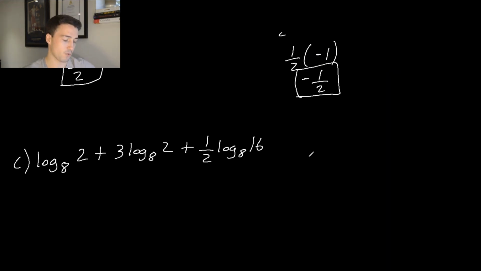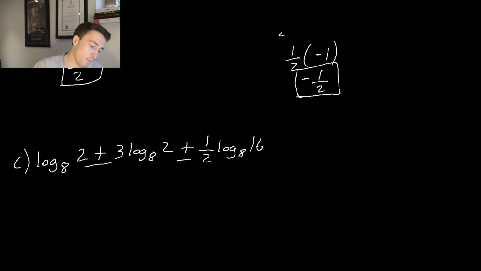And now we have our last question here, where we have one expression with multiple terms in it, and they're all to the base of 8. So that's a good thing. When they're the same base, we can use these properties very easily. So here we have the product rule, because we're adding these. So again, it's that log of mn is equal to log of m plus log of n.